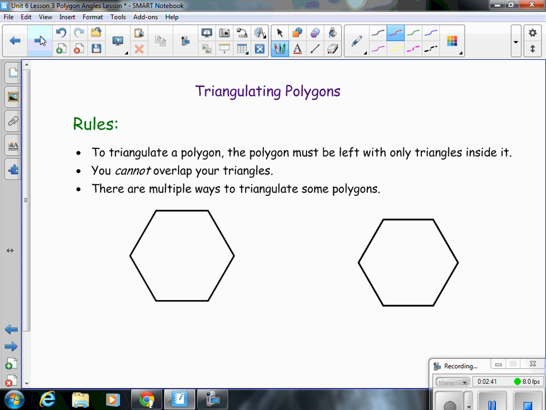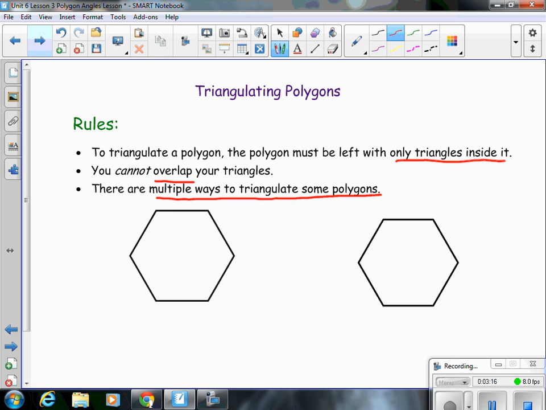So here are some rules about triangulating polygons. Triangulating just means making triangles, dividing your polygon into triangles. Just kind of a fancy word for that. So here are the rules. To triangulate a polygon, the polygon must be left with only triangles inside of it. You can't have any other shapes inside the polygon except for triangles. You cannot overlap your triangles. They can't cross over each other. And, like I said before, there are multiple ways to triangulate some polygons.